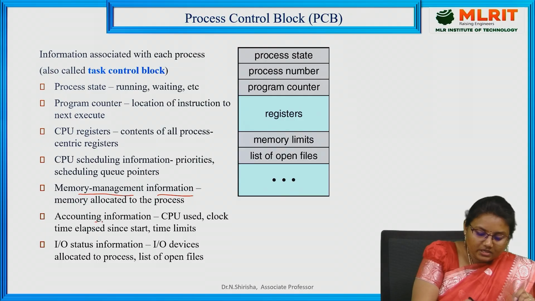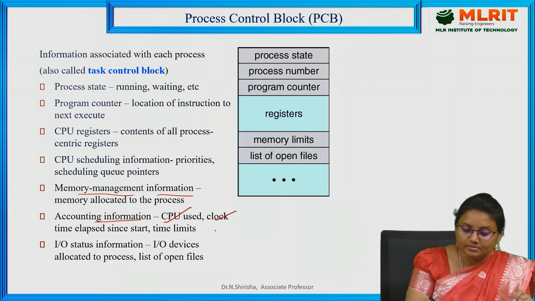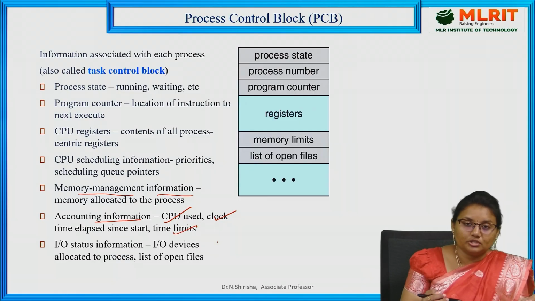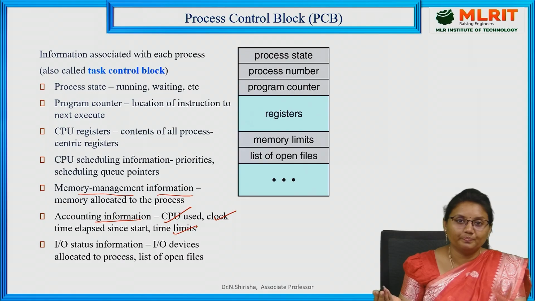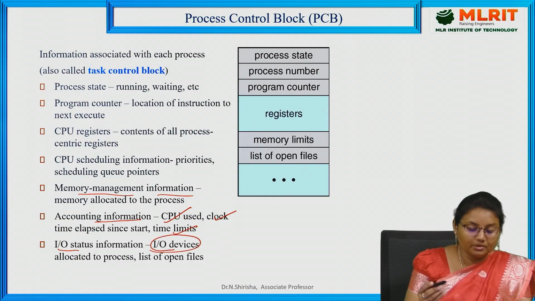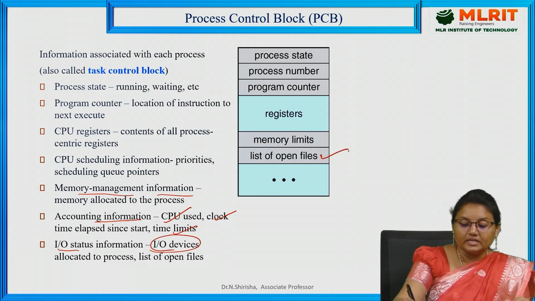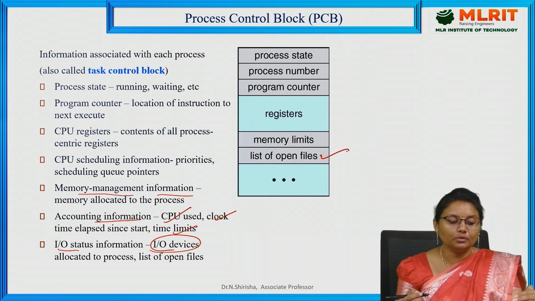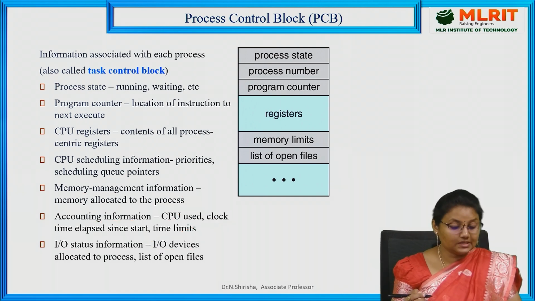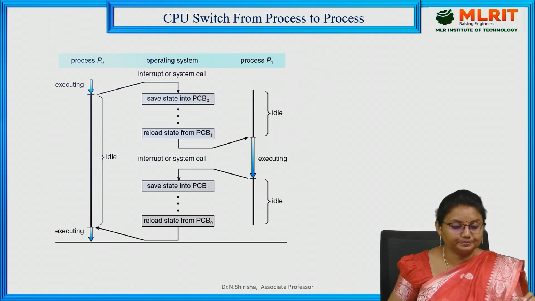Then accounting information: how much CPU is used, what is the clock time elapsed since the start, what is the time limit. All that accounting information, when it is modified, protection, access controls, everything comes into the picture. Then IO status information gives the information about the IO devices that are allocated to the process, like the list of open files, etc. So these are a few pieces of information, or metadata I can say, for every process that goes into execution.